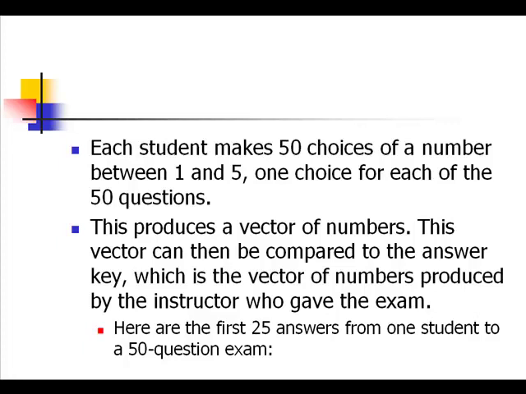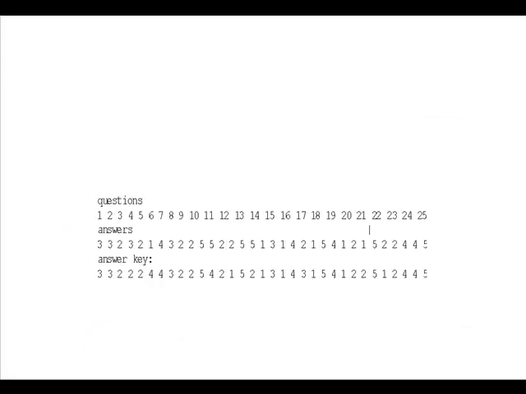So here's 25 answers from one student to a 50-question exam. Here's the first 25 questions. Here's the student's answers. We can imagine that there are 50 or 100 of these lines of data, one for each student. And the way we typically do this is we take this and match it. We do a matched coefficient test. Does this answer match this? The answer is yes, yes, yes, yes, yes, no.